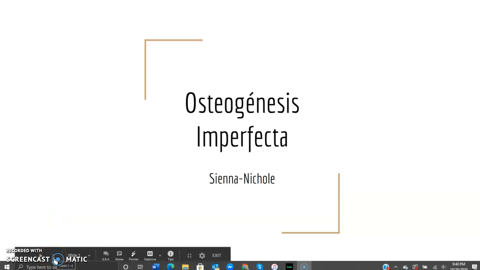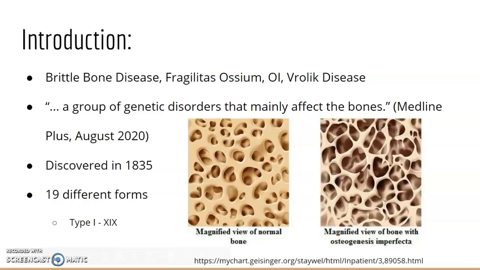Osteogenesis imperfecta. Osteogenesis imperfecta goes by a few names, some being brittle bone disease, fragilitas ossium, OI, or Froelich disease. Osteogenesis imperfecta is a group of genetic disorders that mainly affect the bones. People with this condition have bones that are very fragile and break easily.